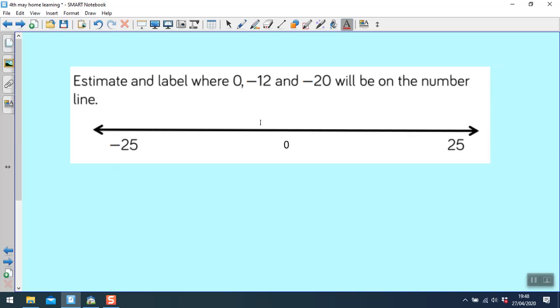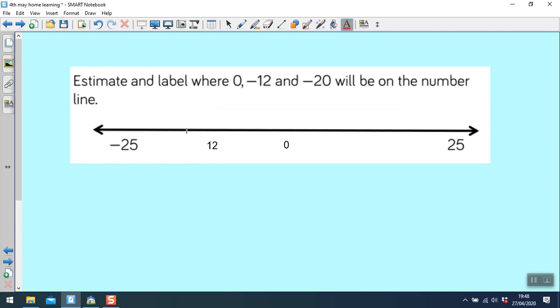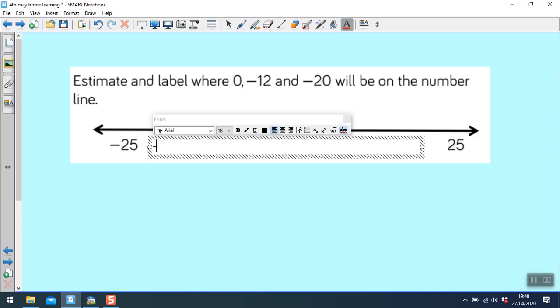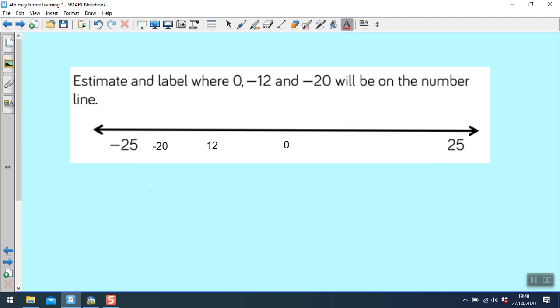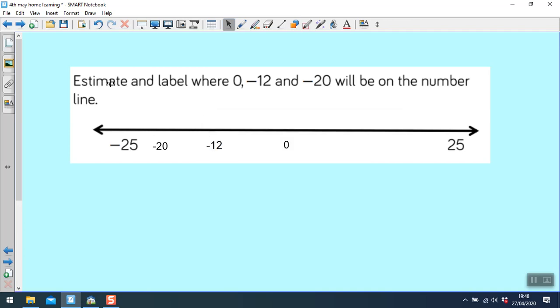Now -20 is quite close to -25. I know that 12 add 12 makes 24, which means that 12 is just less than half of 25. So 12 is going to be about there. Then -20 is going to be about here. Oops, sorry, I meant to put the negative sign in there. There we go.